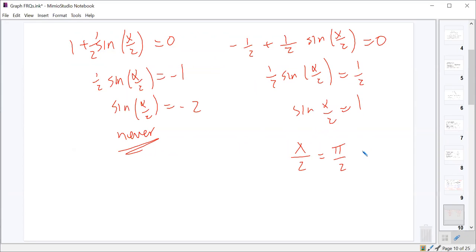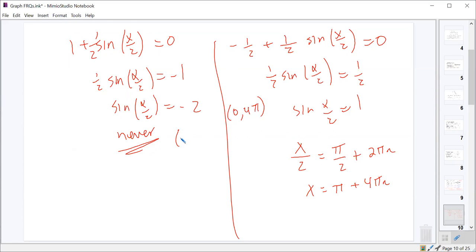And then it's pi over 2 plus any 2 pi n, right? Because we get 1 every 2 pi. So when we multiply this by 2, this is x equals pi plus 4 pi n. And so, remember that this piece over here was from 0 to 4 pi. And this piece over here was from -2 pi to 0.